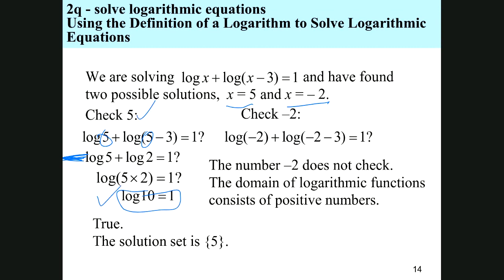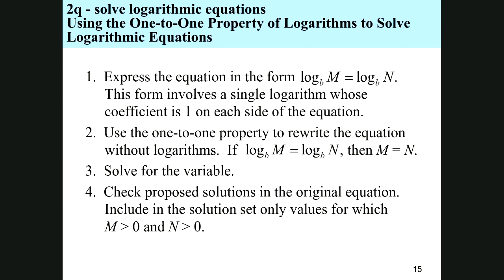Negative 2, however, right off the bat, when you put in negative 2 for x, you end up with a domain violation, a domain error, because you cannot take the log of a negative. So that's why we have to discard the negative 2. The only possible answer is positive 5. The only valid answer.